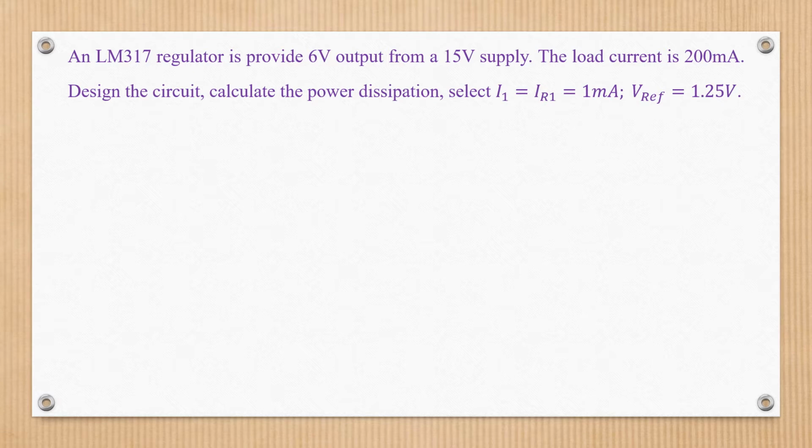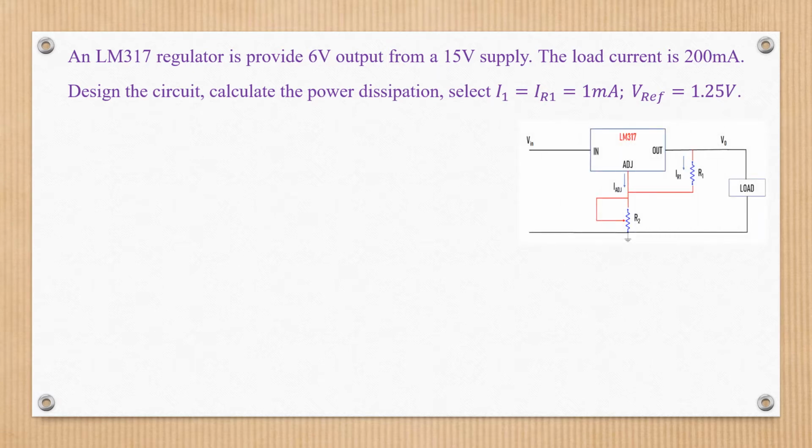The first part is, as we know, the LM317 connection diagram. We will draw the connection diagram of this. Once we draw the connection diagram, the components required here are the values of the resistances R1 and R2. Here they have given the input voltage Vin is 15 volts, the output voltage V0 is equal to 6 volts, the load current is 200 milliampere, which we will not consider here, and they have given the current through resistance R1 as IR1 is equal to 1 milliampere.